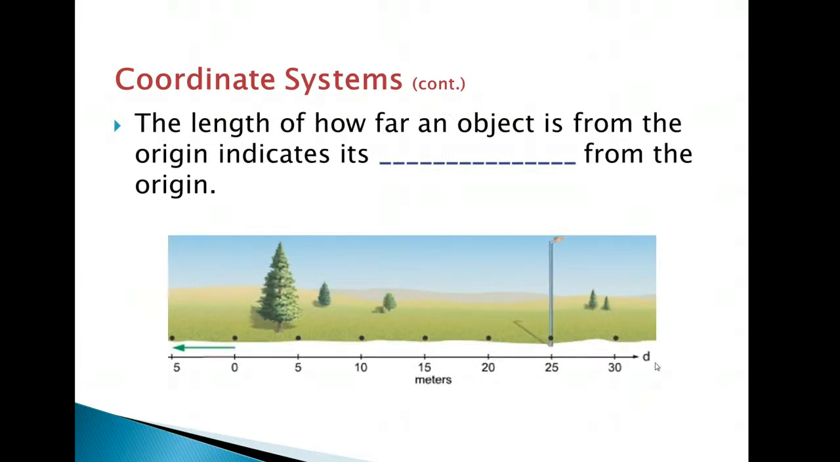Now, the length of how far an object is from the origin indicates its displacement from the origin. So let's say the origin was here. Oh, excuse me, that is the wrong statement. It's its distance. The length, just the length, is its distance. So we would say that where the arrow is pointing, this would be a distance of 5 meters from the origin.